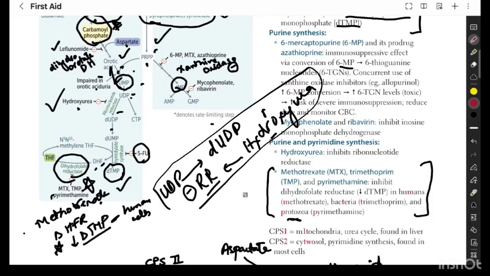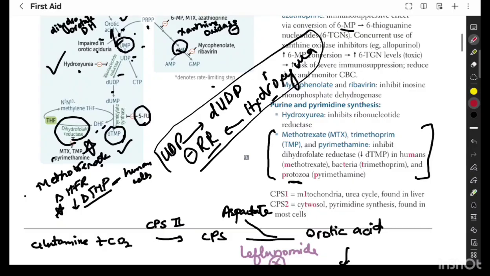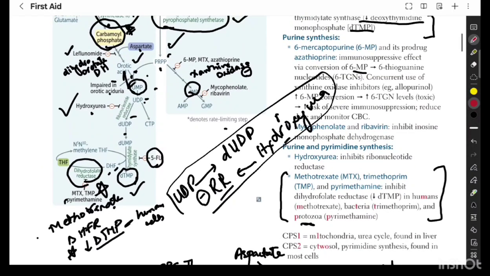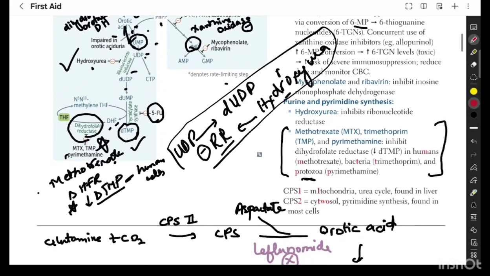So never give 6-mercaptopurine or azathioprine, which is basically a prodrug of 6-mercaptopurine, together with xanthine oxidase inhibitors. You need to remember this drug interaction. Then we have mycophenolate and ribavirin. These block the conversion of IMP to GMP, so IMP dehydrogenase is inhibited.